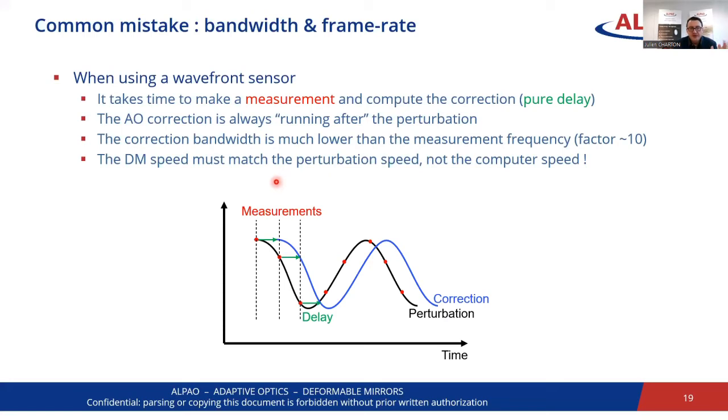The first frequency, which is more like a frame rate, is how fast you are doing the measurement. This is a sampling frequency. And you see on this simple sketch that, of course, due to this delay, you cannot correct perturbations that are going as fast as the measurement frequency, and even with the commonly used factor two due to the Shannon rules.